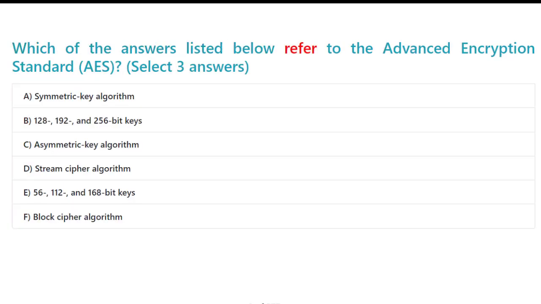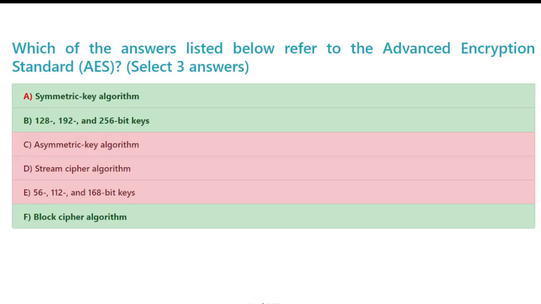Which of the answers listed below refer to the Advanced Encryption Standard, AES? Select three answers. A. Symmetric key algorithm. B. 128-192-256-bit keys. C. Asymmetric key algorithm. D. Stream cipher algorithm. E. 56-112-168-bit keys. F. Block cipher algorithm. The correct answers are A. Symmetric key algorithm. B. 128-192-256-bit keys. F. Block cipher algorithm.